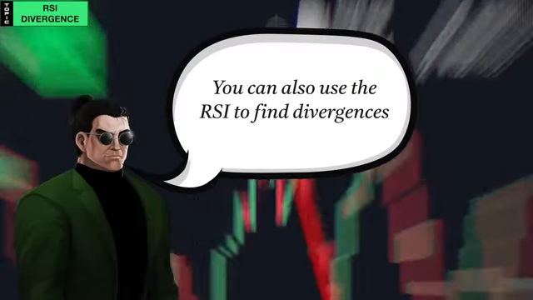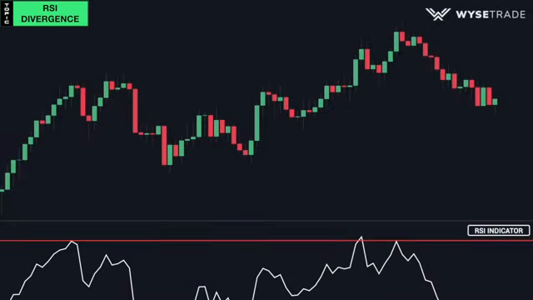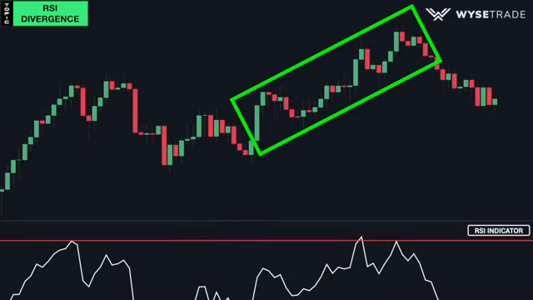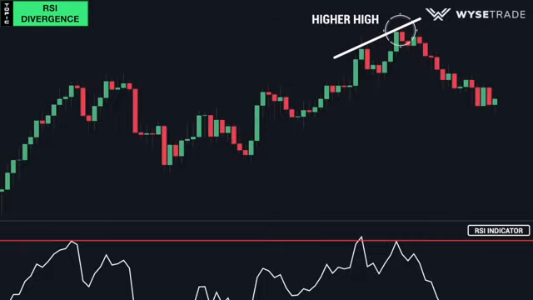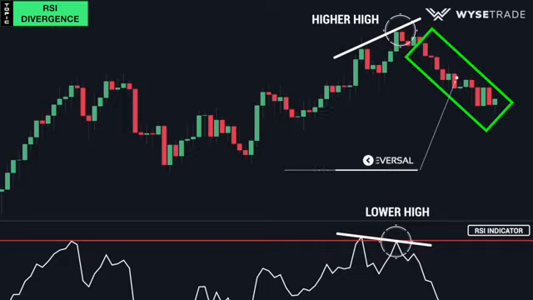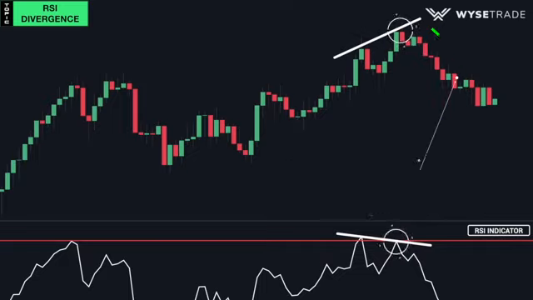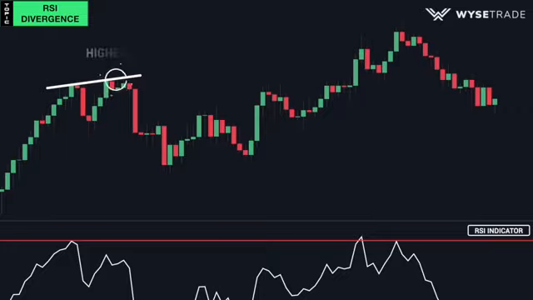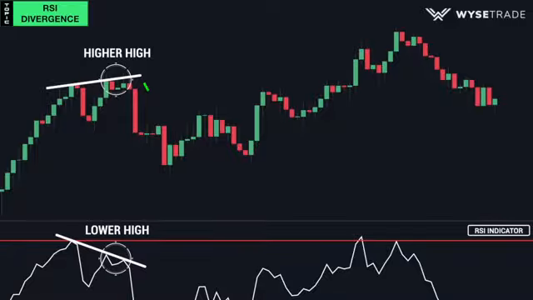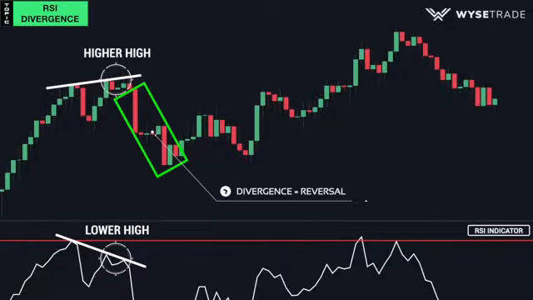So you can also use the RSI to find divergences. So in this uptrend here, price made a higher high, but on the RSI, it made a lower high, which created a divergence and resulted in a reversal of price. Again to the left, price made a higher high, whereas the RSI made a lower high, which created a divergence and resulted in a reversal of price.